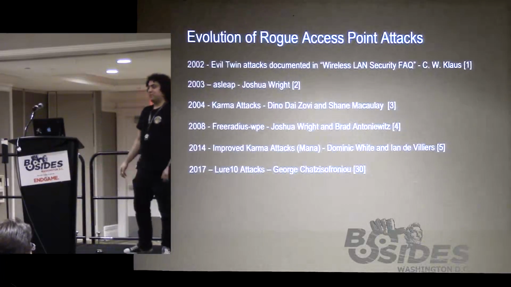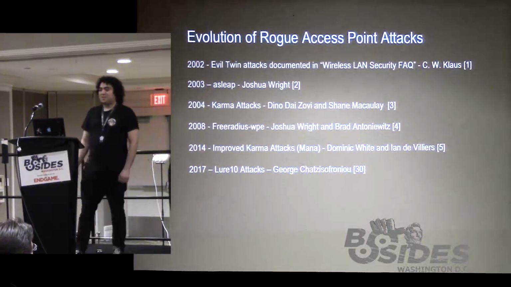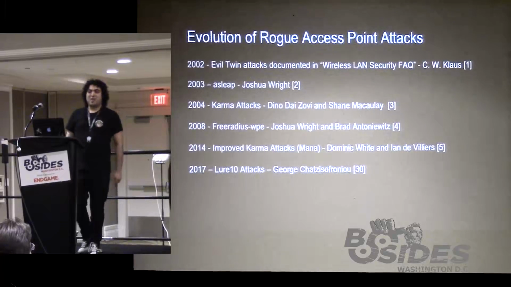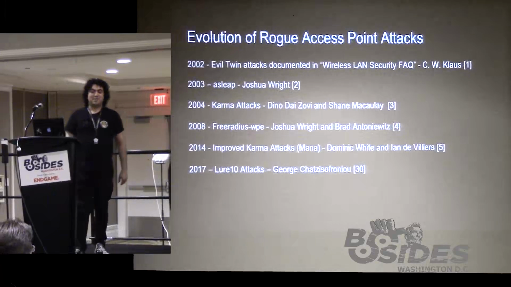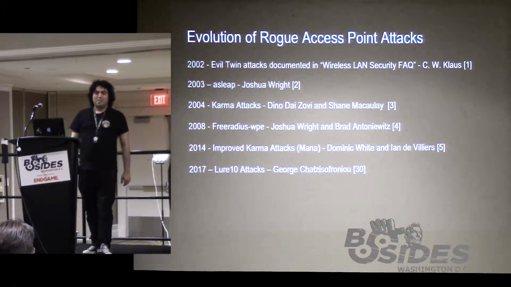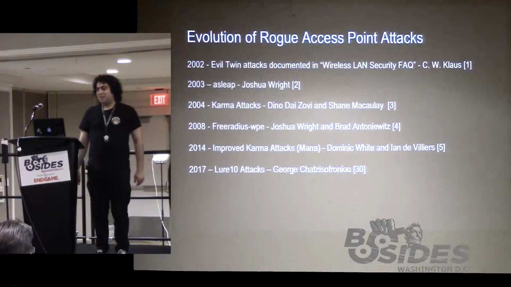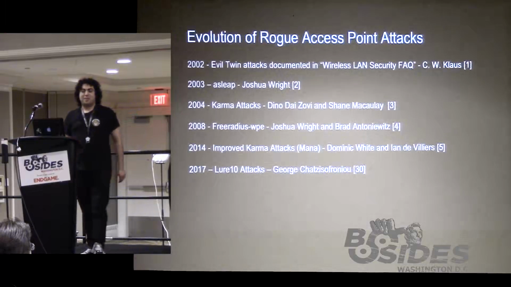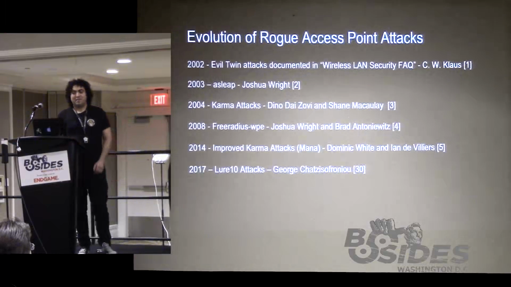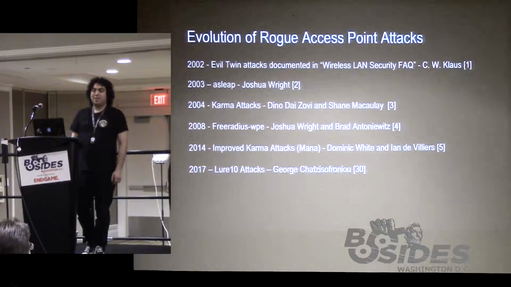These attacks have been around for a really, really long time. They started to emerge around 2002. The first documentation that I could find was the Wireless LAN Security FAQ by C.W. Klaus that starts talking about evil twin attacks. About a year later, you have ASLEAP released by Josh Wright, which is a tool that expands off of that. In 2004, you actually see the implementation of a karma attack by Dino Dai Zovi and Shane Macaulay.